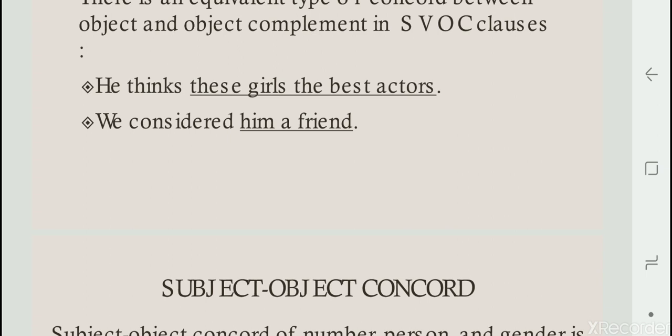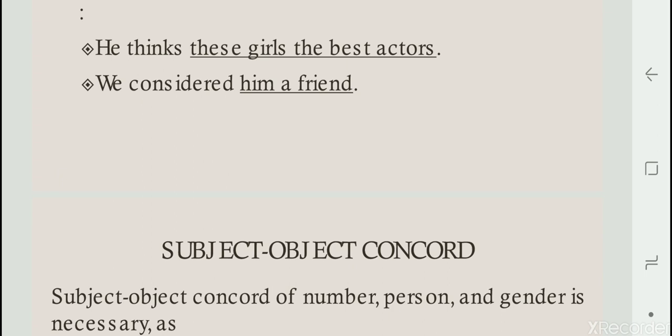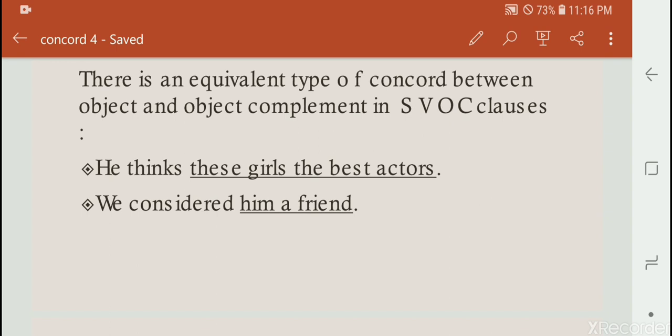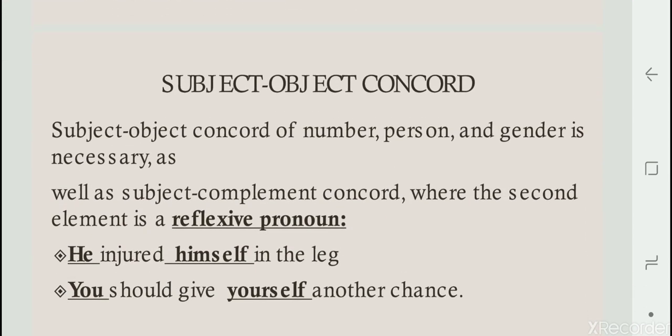Also in the next example, we considered him a friend. So notice here, him is the object, it is a singular one. A friend is also a singular noun phrase. So here, I guess we have finished with the idea of the concord between the subject and complement, that we have concerning number.